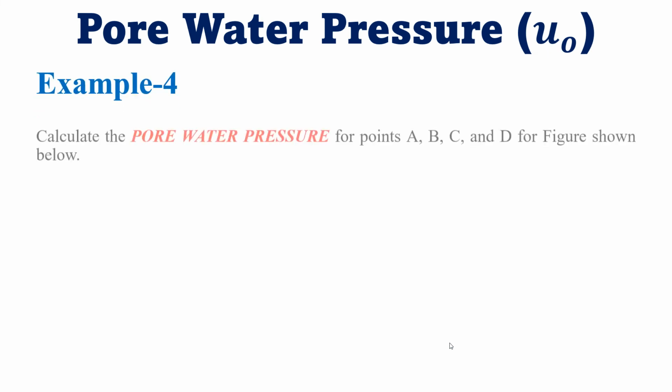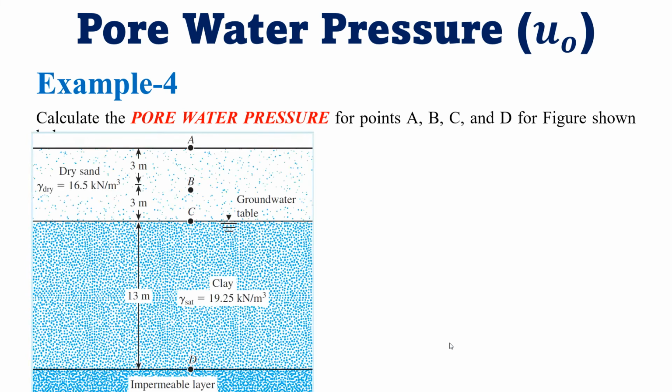This is example 4 to calculate the pore water pressure. For the same example number 2, there we calculated the total stress. So simply see the water, there is no water above this point, so UA will be equal to 0. There is no water above this point, so pore water pressure for B will be equal to 0. There is no water above C, so pore water pressure for C will be equal to 0.